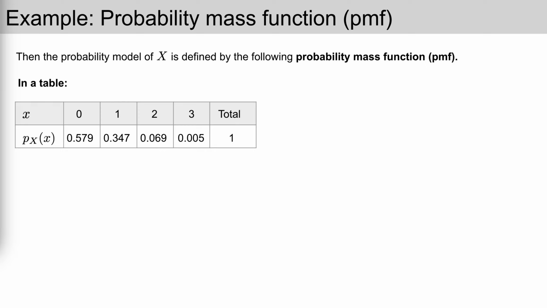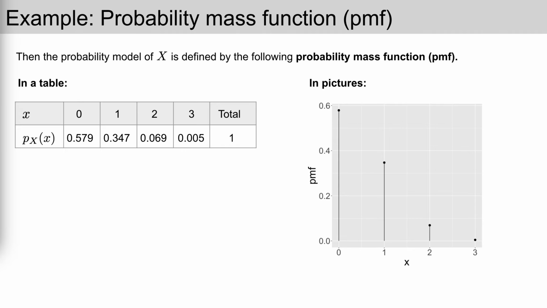Stepping back, we've defined the following probability mass function for x, the number of 6s in 3 dice rolls. This PMF defines the possible values that x can take, and the probabilities of these values. Moreover, this is a valid probability mass function. All of the probabilities are between 0 and 1, and they add up to 1. We can also graphically communicate this probability model.